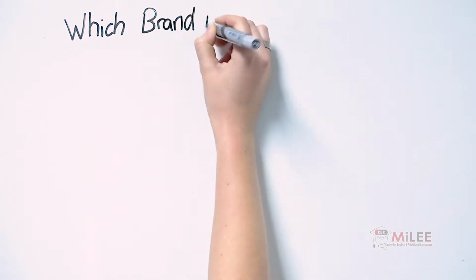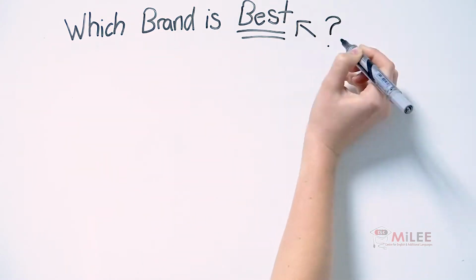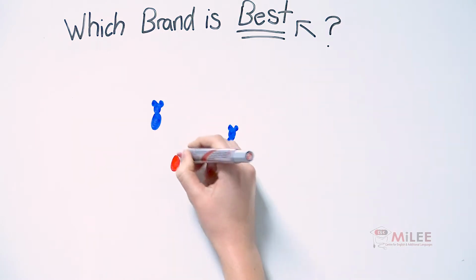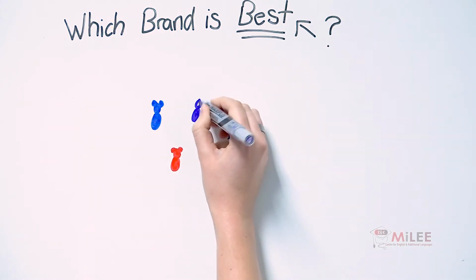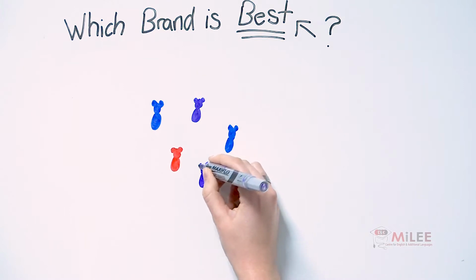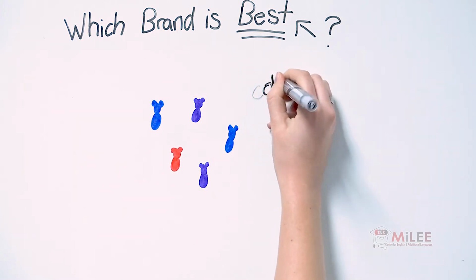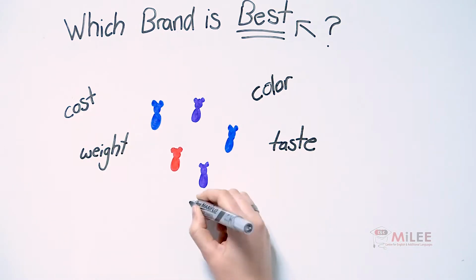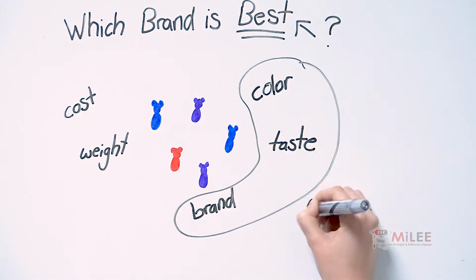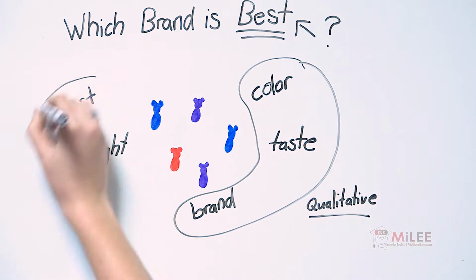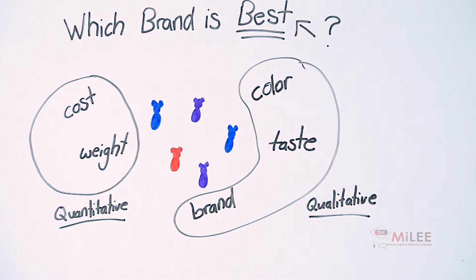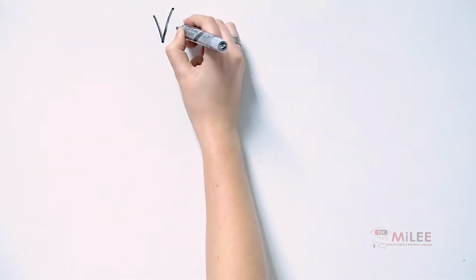To decide what gummy brand is the best to buy, first you have to decide what you mean by best. We've seen how you can make observations about various characteristics. You could notice the gummy bear's color, taste, cost, weight, brand. Remember, these observations can be qualitative, describing a non-countable quality such as color, or quantitative, having to do with numbers.